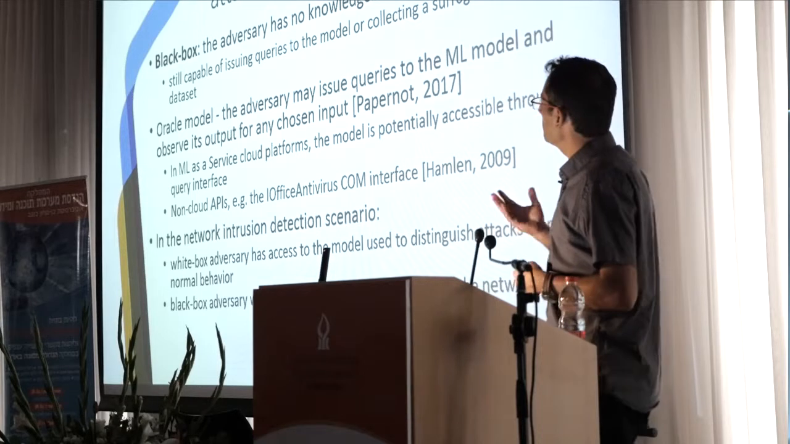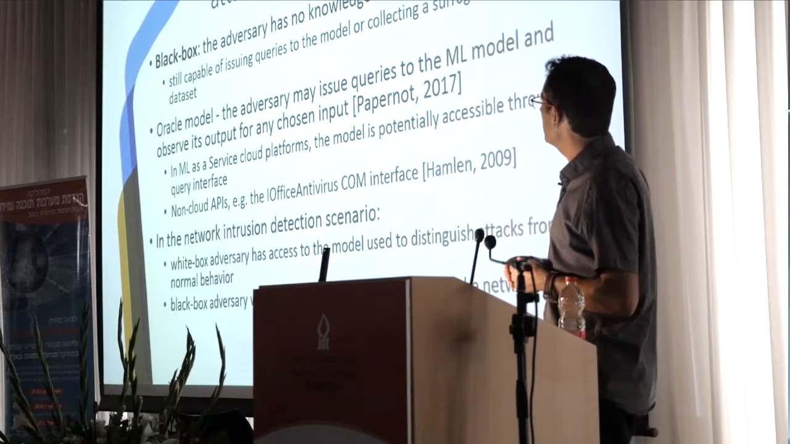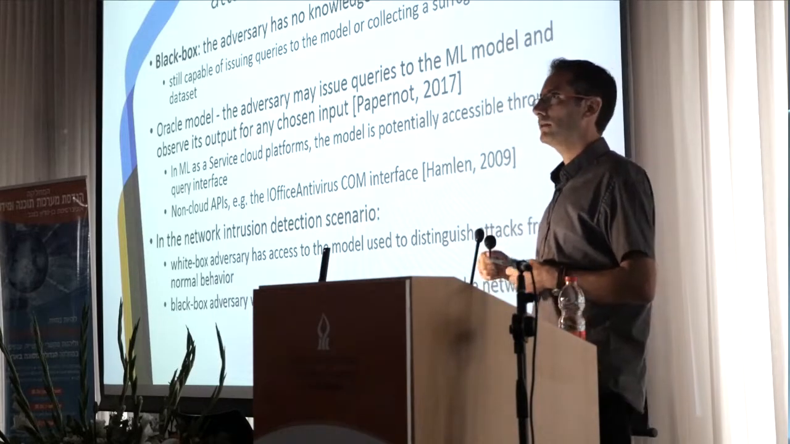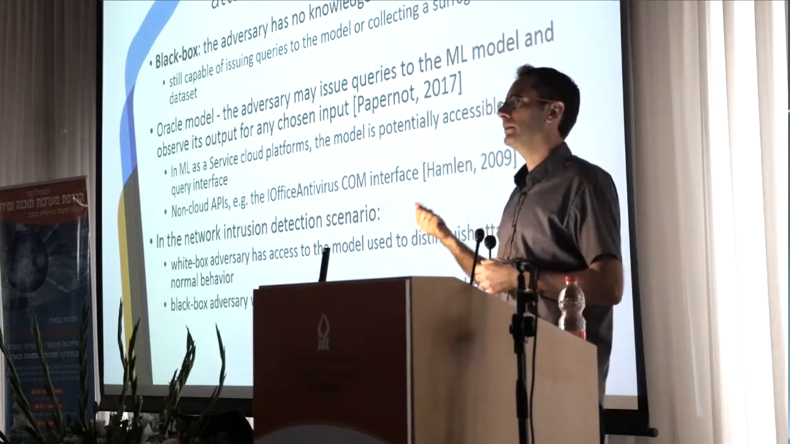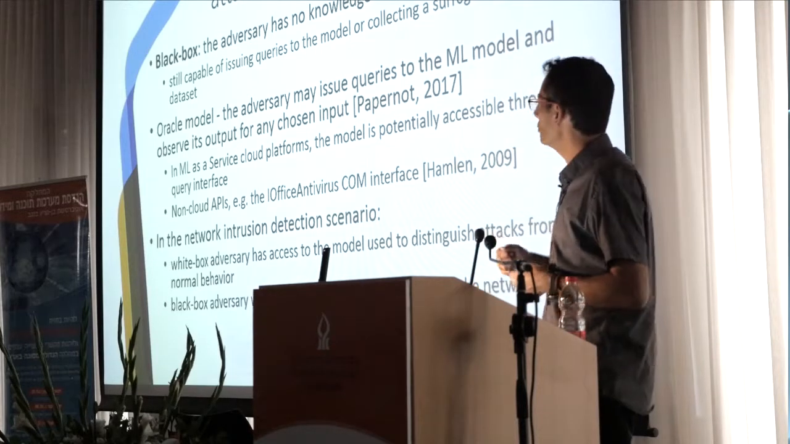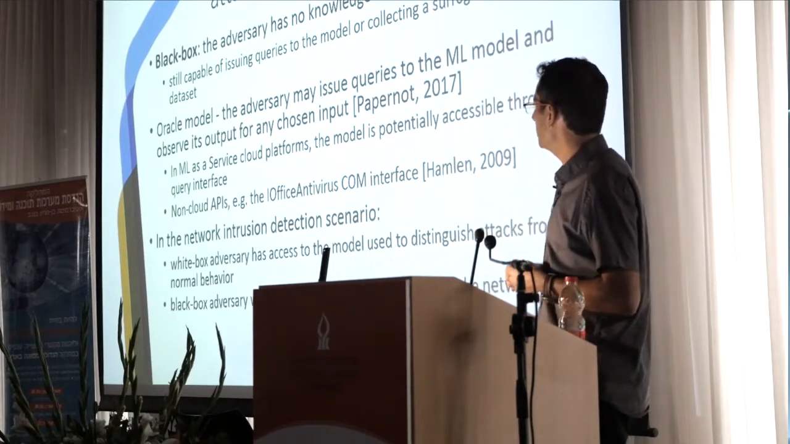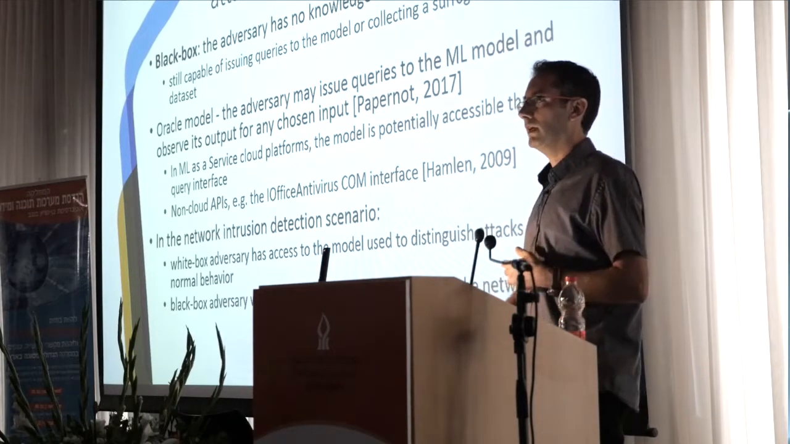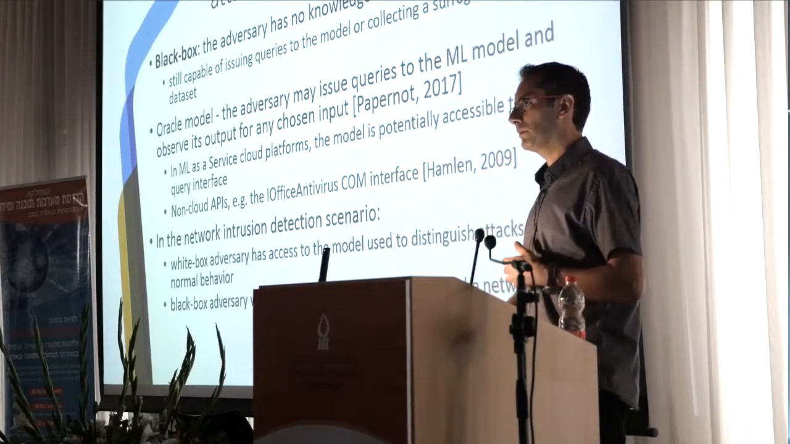The second option is a black box attack, in which the adversary has no knowledge about the model. What we do assume is that he has the ability to query the model, and based on querying the model, he can infer different information that can help him in conducting the attack. This will be the second part of my talk.